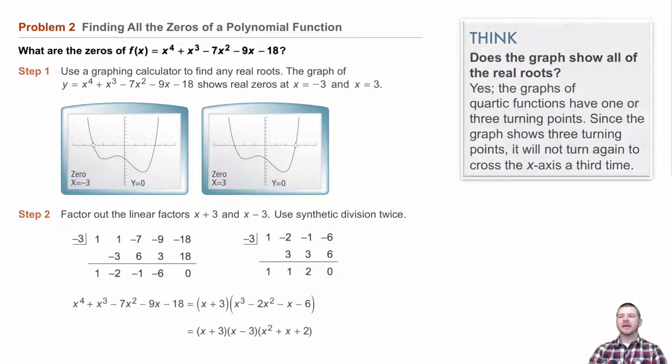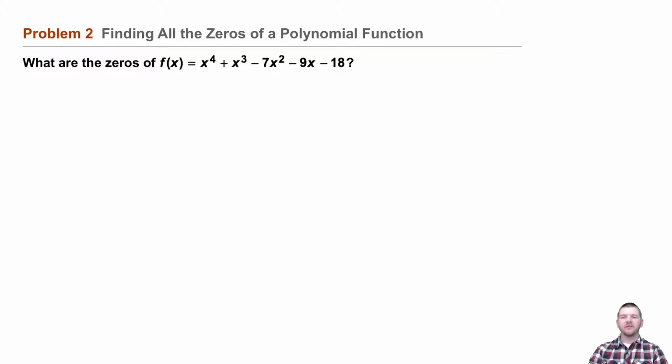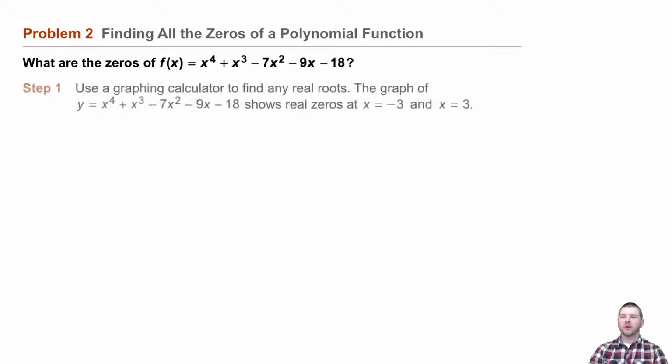Problem 2. Finding all the zeros of a polynomial function. What are the zeros of f of x equals x to the fourth plus x cubed minus 7x squared minus 9x minus 18? Step 1. Use a graphing calculator, or Desmos, to find any real roots.